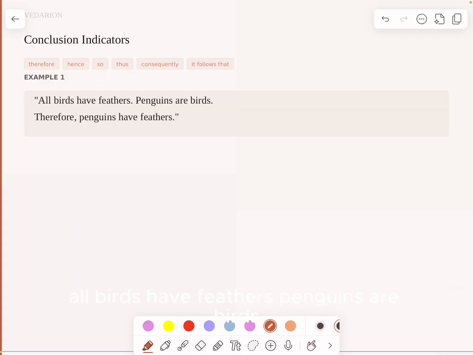All birds have feathers. Penguins are birds, therefore, penguins have feathers. Do I see a conclusion indicator? I do. What follows it? Penguins have feathers. Therefore, penguins have feathers is the conclusion. Let's try another example.